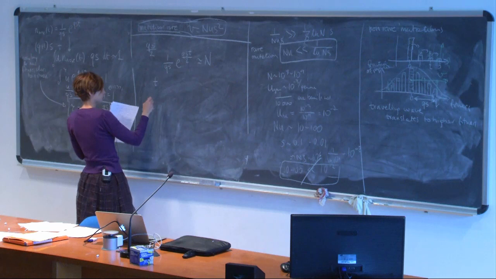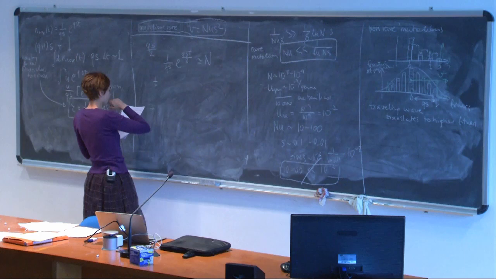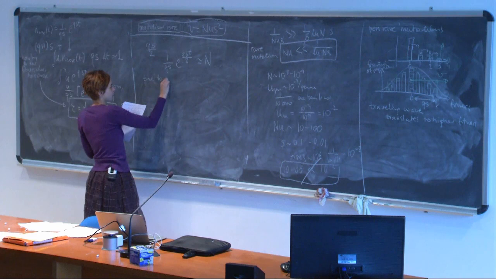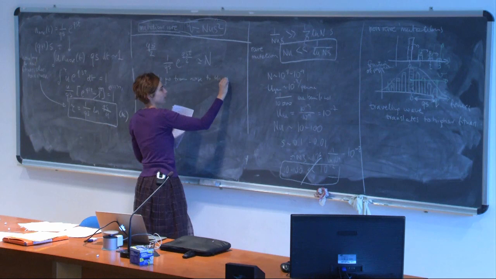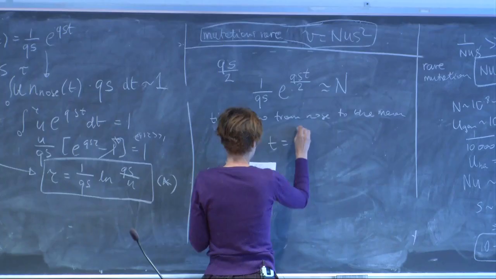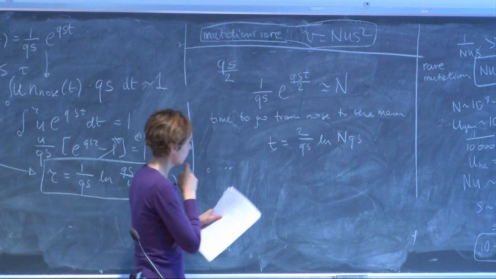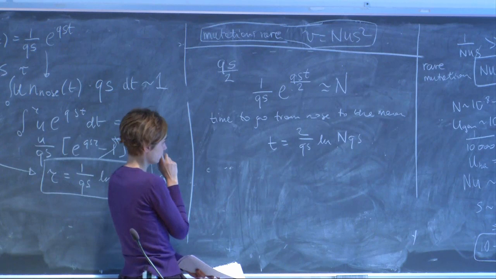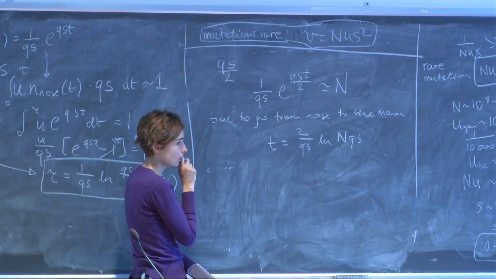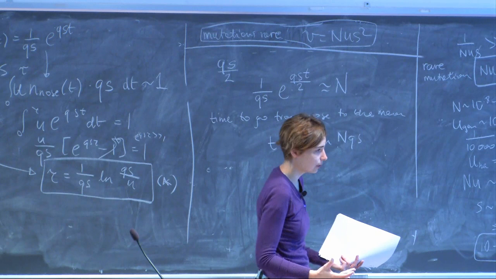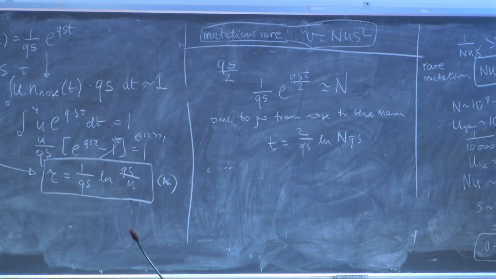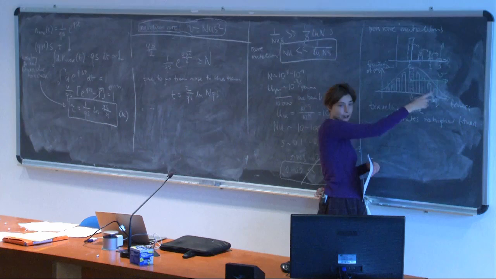Okay, so this time, we can say, I'll write it out for you, time to go from nose to the mean. Okay, so this is just from solving this equation. Yeah? Why are we writing QS? Yeah, because we're saying I want to estimate a rough time it takes me to get from being the best to being average. Okay? Like you start a new trend, you're cool, and then everybody else is doing it, right? This is the time it takes for you to stop being cool.